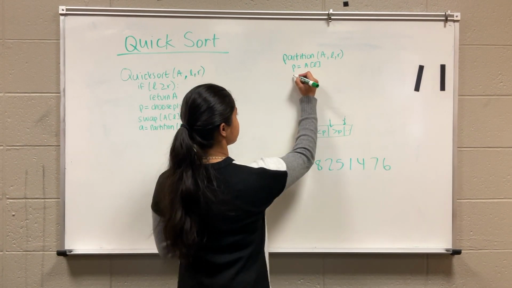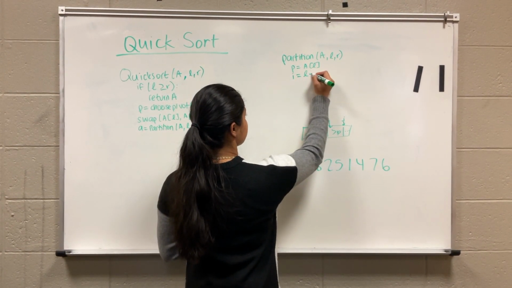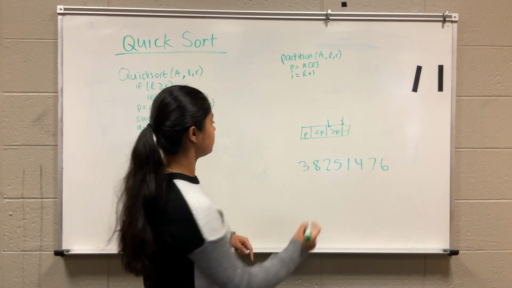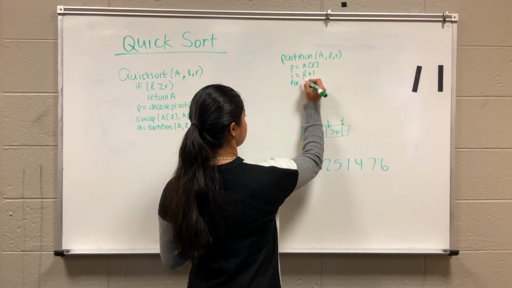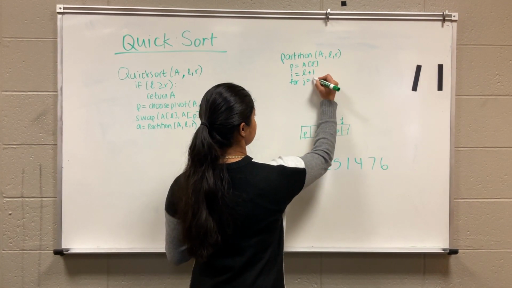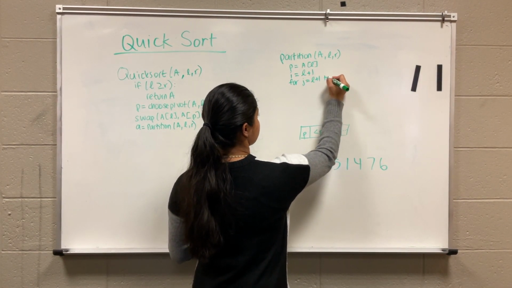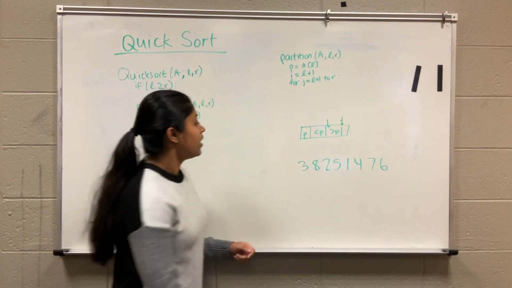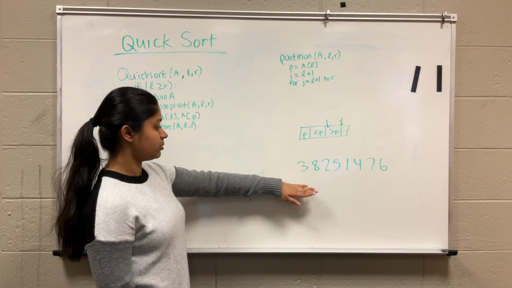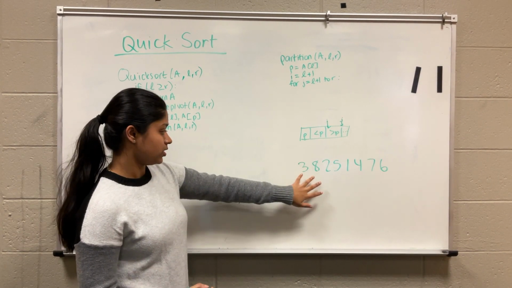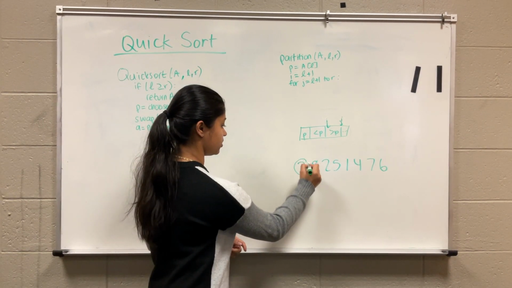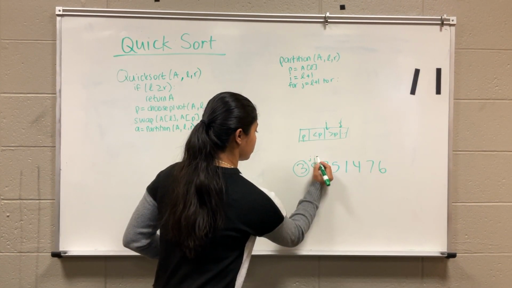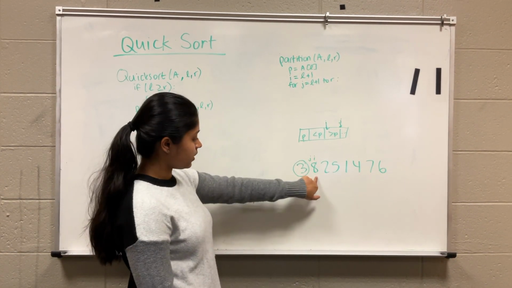So we're going to initialize I as L plus 1 because it starts off at the first element after the pivot, and then we're going to have a for loop that starts from j equals L plus 1 and goes to r, which is the last element in our array. Inside of this, I'm going to be working with this example array. So let's say that the 3 is our pivot right now. So I and j are both on 8 right now.